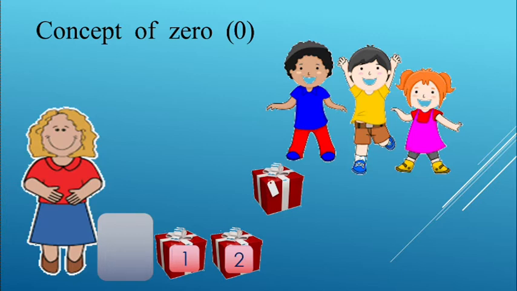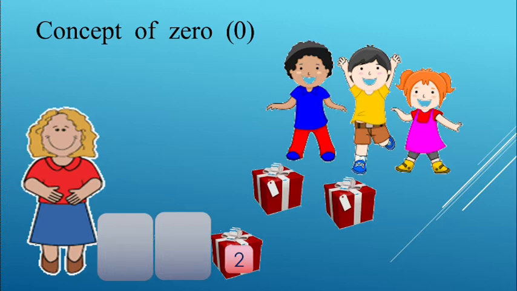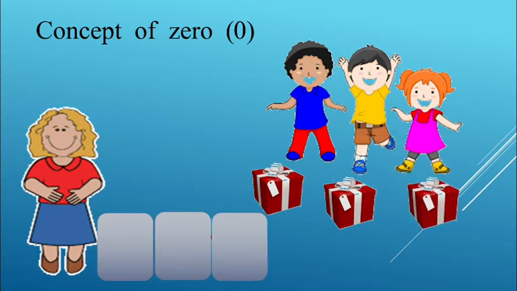Now here the mother gives another gift to another kid. So the number of gifts left with the mother is 1. So there is 1 gift box left. Now the mother gives the last gift box to the little one. So there are 0 gifts left with the mother. So here we say 0.